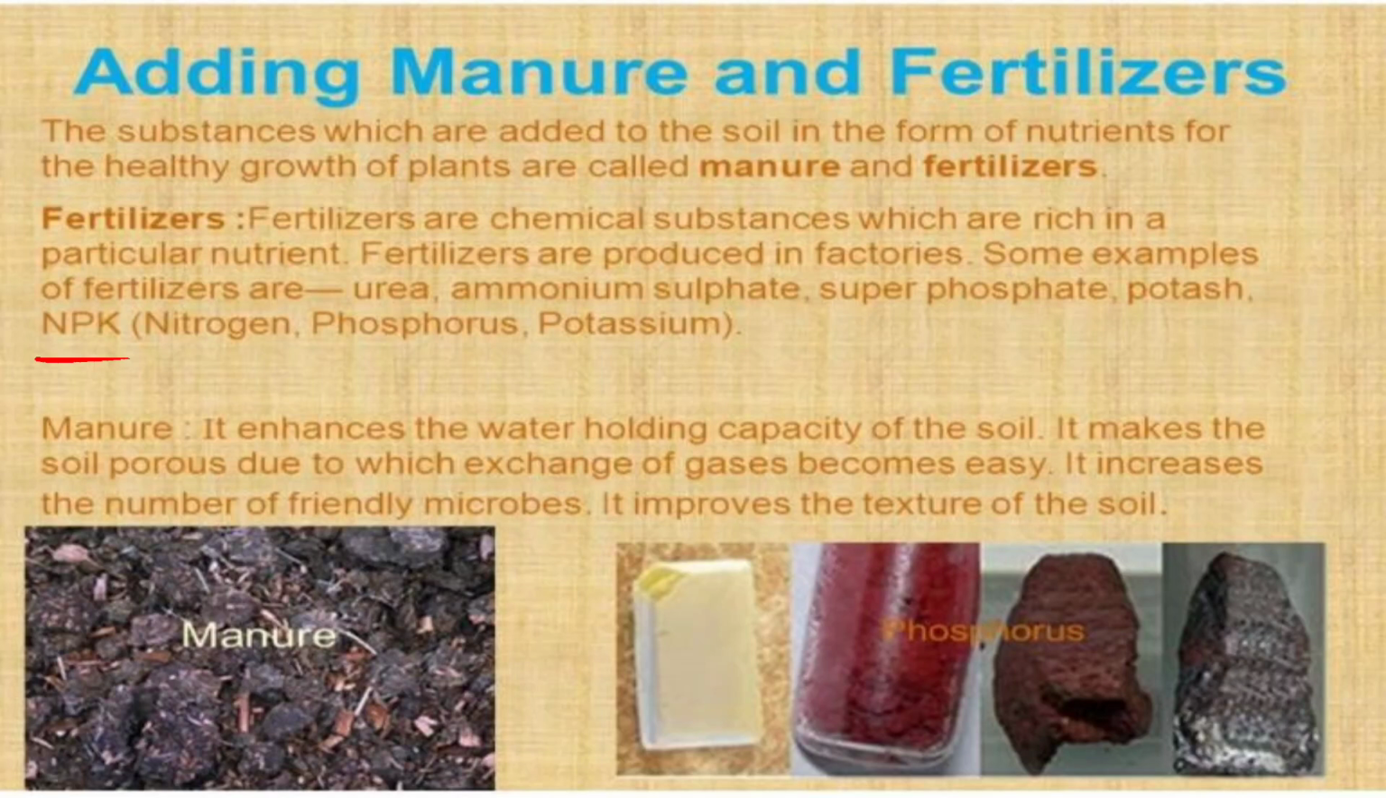What is a manure? These are the advantages of manure. It enhances the water holding capacity of the soil. It makes the soil porous, due to which exchange of gases becomes easy. Exchange of gases means the plants take nitrogen from the air, from the atmosphere, and they release oxygen during photosynthesis. That is how they exchange their gases.